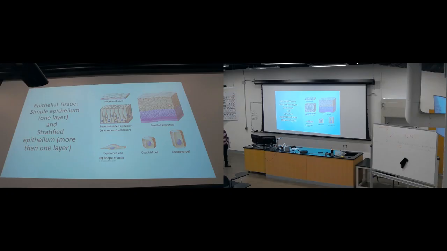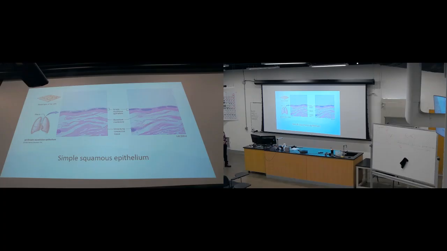And then this is a stratified epithelium. It's a squamous, so the cells look like this. And this is a cuboidal cell, this is columnar. So, actual samples.